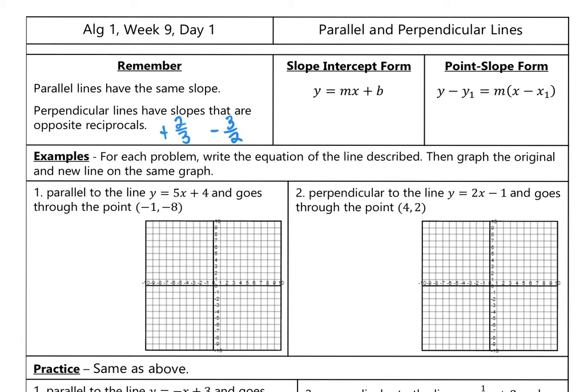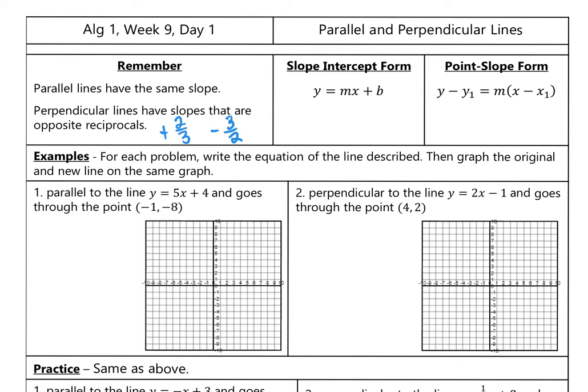So number 1, it says parallel to the line y equals 5x plus 4 and goes through point -1, -8. And there are instructions above that may be helpful too. For each problem, write the equation of the line described, then graph the original and new line on the same graph. You can write it either in slope-intercept form or in point-slope form. It's up to you. Since we're having to graph it, you might think slope-intercept form is a better idea, although you can graph from either form.